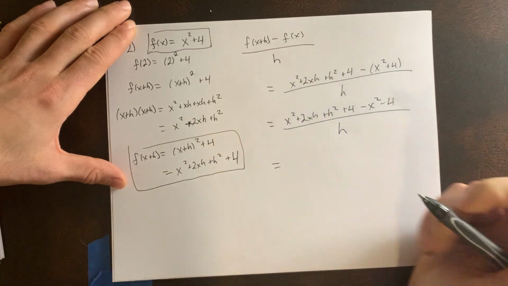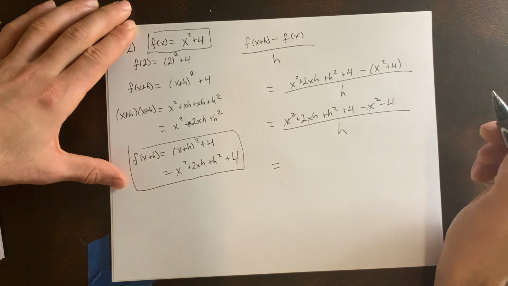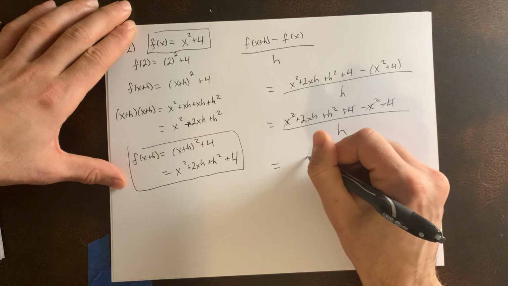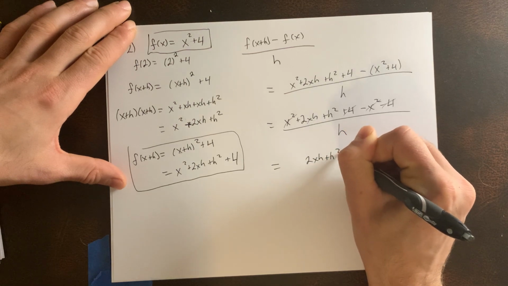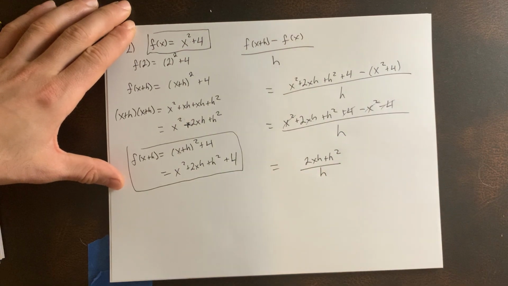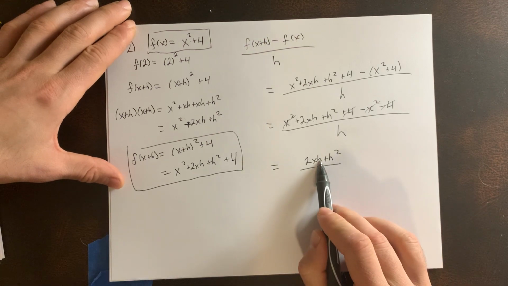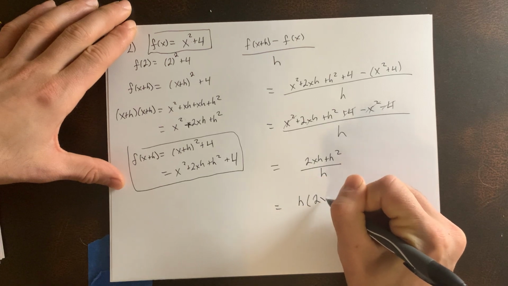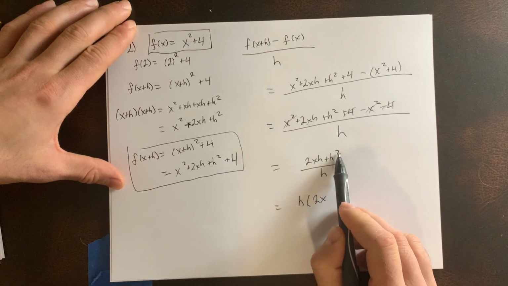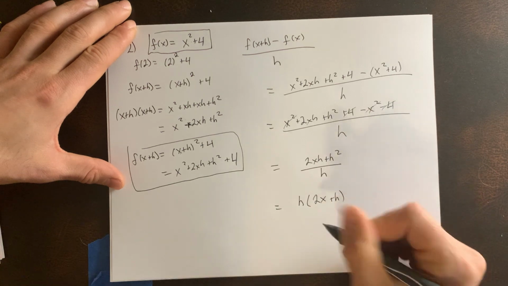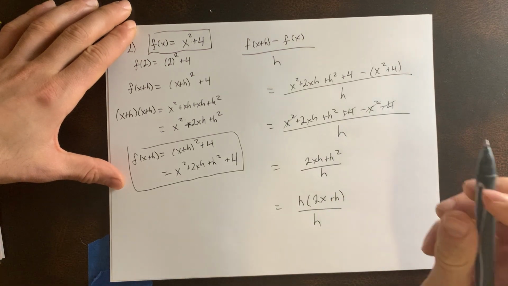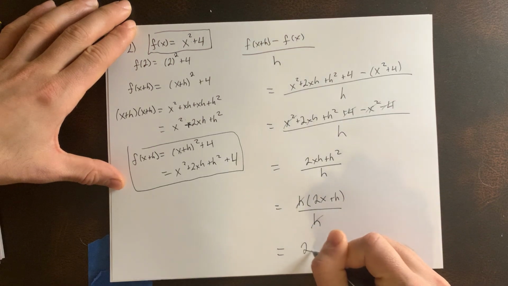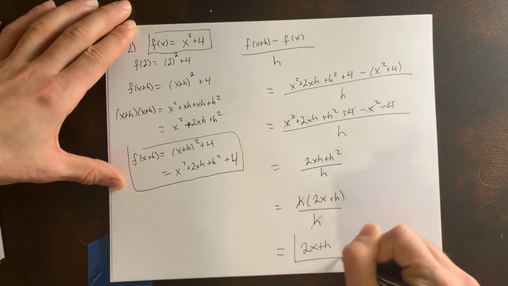Okay, so now things should cancel. For example, here's an x squared and a minus x squared, and here's a plus 4 and a minus 4. So all we have left is 2xh plus h squared all over h. But one more thing we can cancel is, you see on the top, this thing has an h and this thing has an h. So let's factor out the h. We're going to have a 2x, and taking out one of these h's, there's going to be one h left over. The last thing we can do is cross out these h's. And so we get 2x plus h.